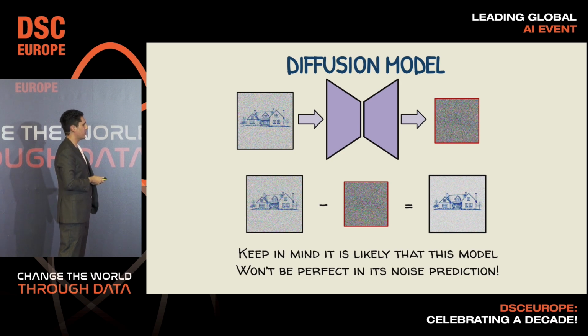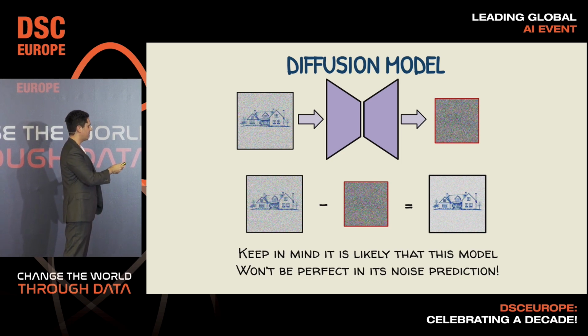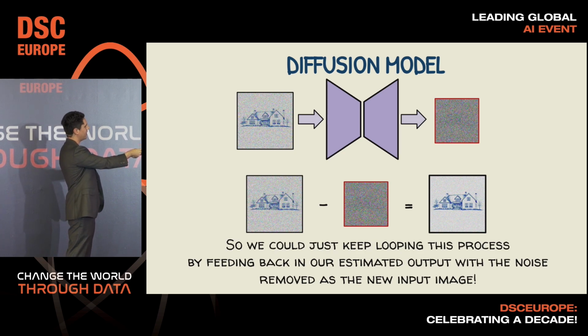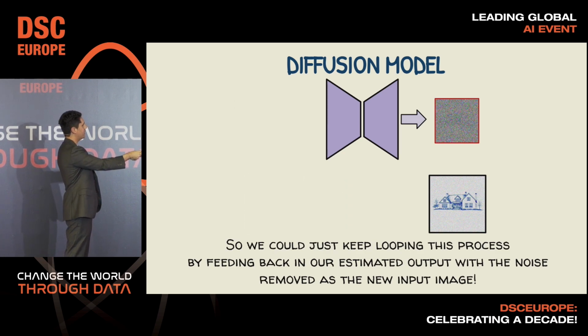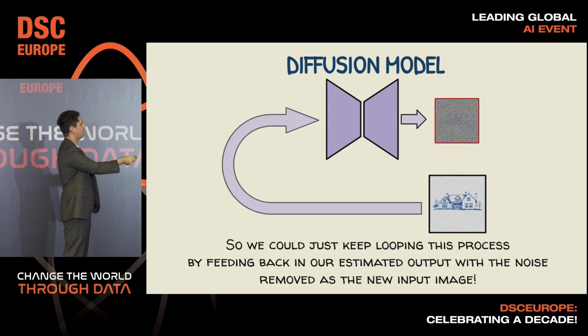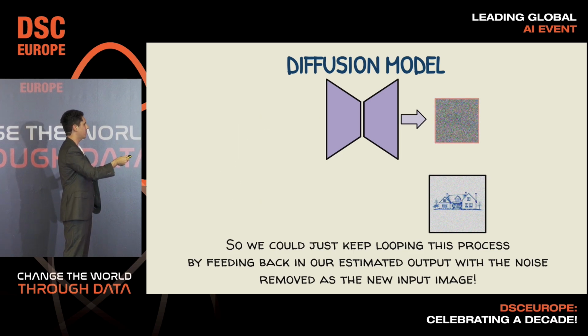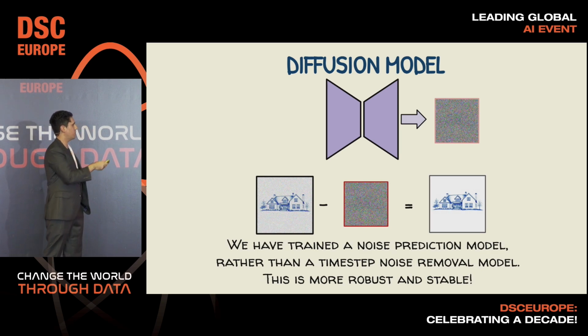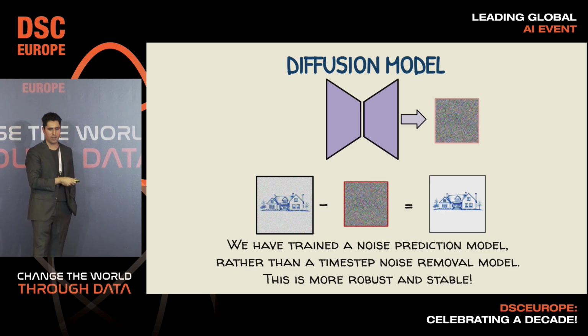Because it's not going to be perfect in its prediction, but you already created a robust model that always tries to go to the original image, what you're going to do is keep looping this process. Now you have the estimated output. You'll take that, feed it back in, and again, you're always trying to jump to the original image. So that will produce some noise. You repeat this process, and this ends up being a lot more robust and a lot more stable.